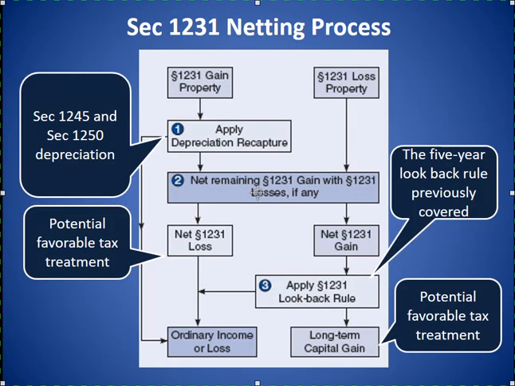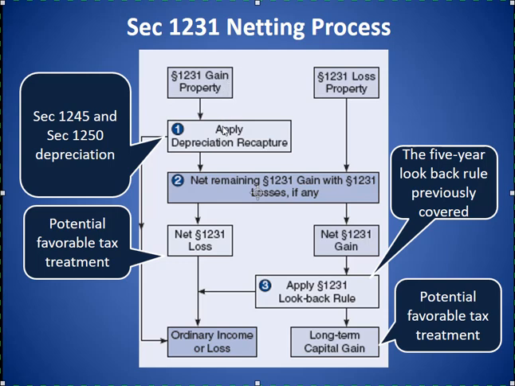Okay, now we've been talking about the word netting quite a bit throughout this entire presentation. We're going to go quickly through a flow chart of how Section 1231 gains and losses flow through to either ordinary income or long-term capital gains. If we take a look, we start on the left-hand side of this slide. We show a Section 1231 gain, a gain on 1231 property.